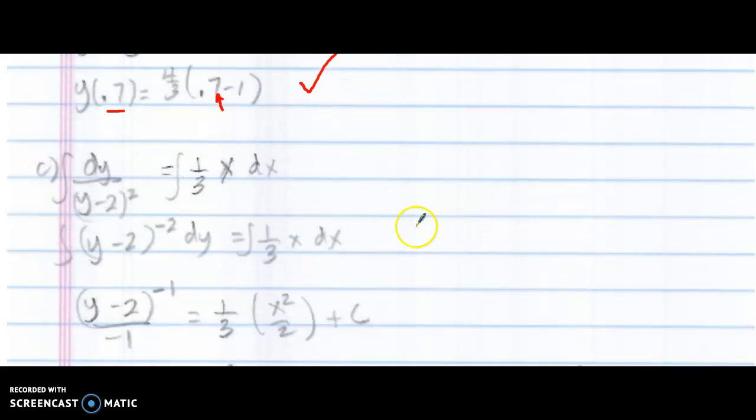So I have a good separation, and I assure you I'm going to get 1 point for that. Then I'm going to integrate on both sides. So this is my separation, this is my integration.